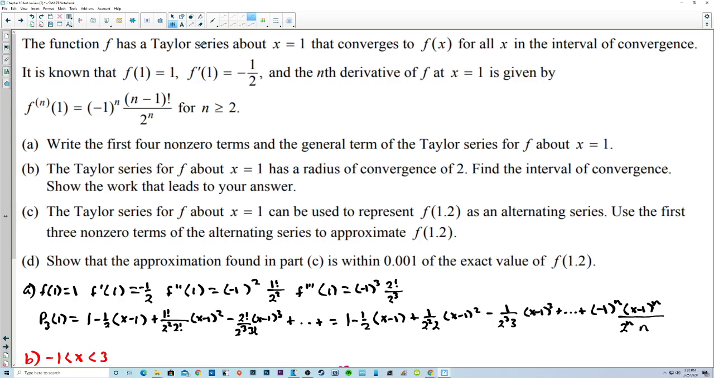The function f has a Taylor series about x equals 1 that converges to f of x for all x in the interval of convergence. It is known that f of 1 is 1, f prime of 1 is negative 1/2, and the nth derivative of f at x equals 1 is given by this messy function here.